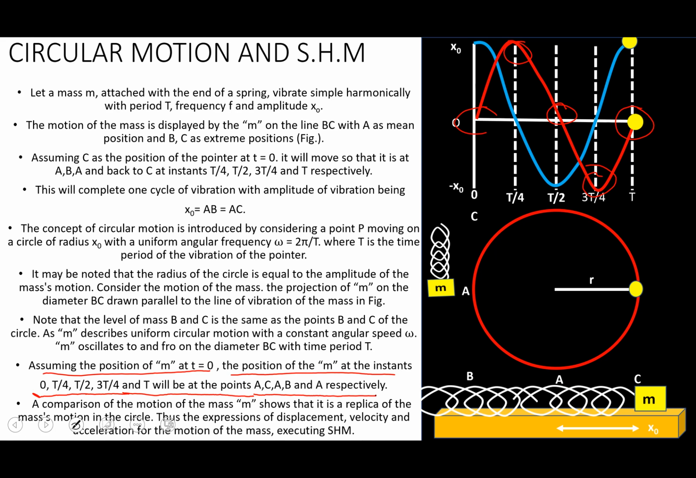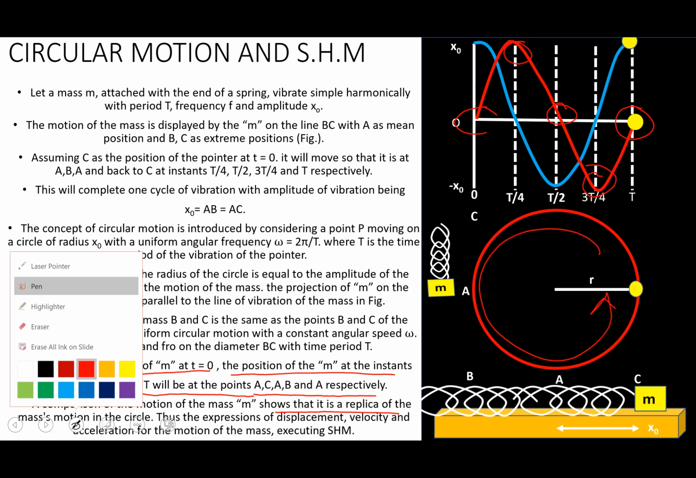Now we can compare these two motions. A comparison of motion of mass m shows that it is a replica of the mass motion in a circle. Thus, expression of displacement, velocity, and acceleration of the motion of mass execute SHM. That means this mass attached to a spring system was executing SHM, and in a similar way, this circular motion is also representing SHM.